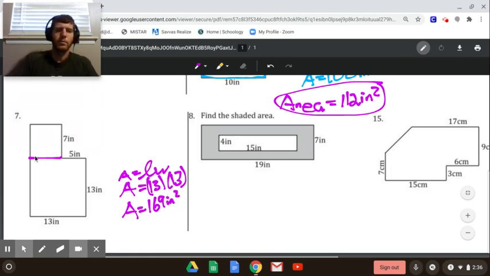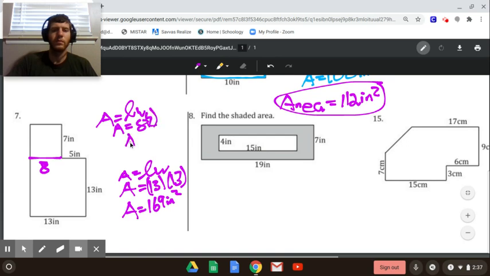All right, we got to find this purple length here. We know the whole thing across is 13. All that is 13, and that's 5. So we need to do 13 minus 5, which is going to give us 7. So our other rectangle is 7 by 7. It's a square as well. I'm sorry, 8. 13 minus 5 is 8. So length times width. So we're going to have 8 by 7, which is 56 inches squared.